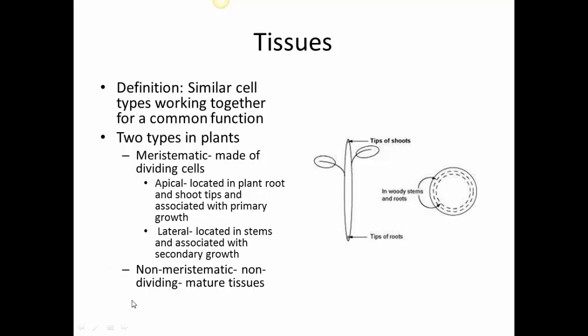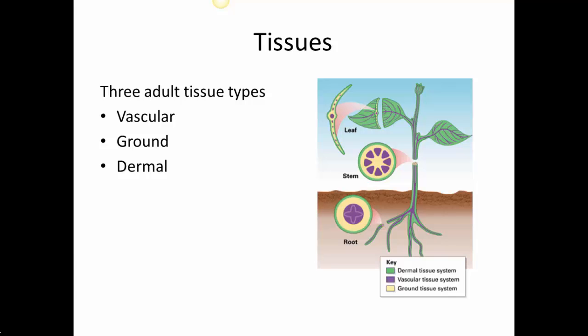The other category of tissues in plants are the non-meristematic tissues or non-dividing tissues or adult tissues. And we botanists recognize three different kinds of adult tissues: vascular, ground, and dermal tissues. This diagram shows us the location of the three adult tissues throughout the plant body. So it's showing us here a cross section of a leaf, and we can see in purple the vascular tissue, the dermal tissue is in green, and then the ground tissue is this yellow or beige color. So it's showing us the locations of the adult tissues in the leaf, in a cross section of the stem, and then also in a cross section of the root.